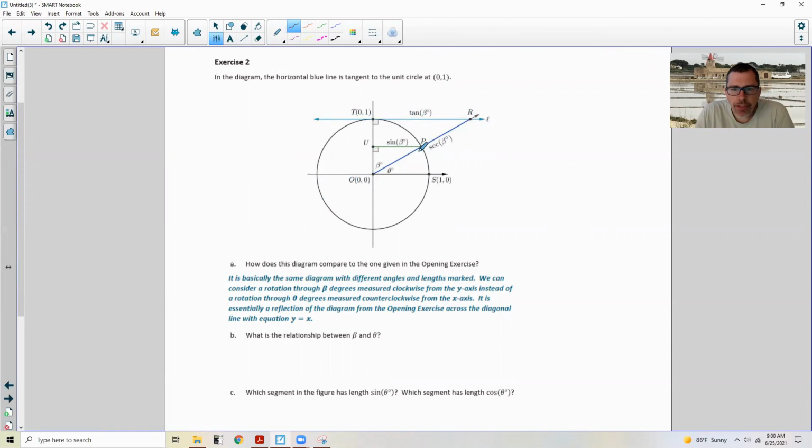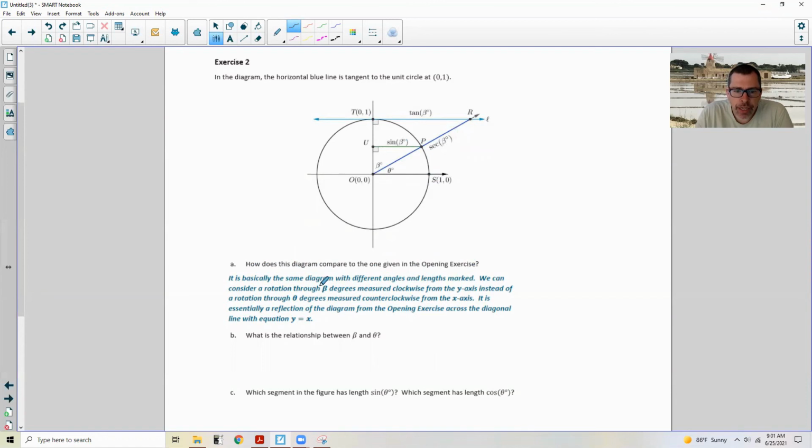But what's happened here is instead of measuring down and taking the horizontal or the vertical change for sine of theta, we're now drawing a triangle on the other side of secant, but we're calling that angle beta. So it says, A, how does the diagram compare to the one given in the opening exercise? Well, it's just basically the same diagram with different angles and lengths marked.